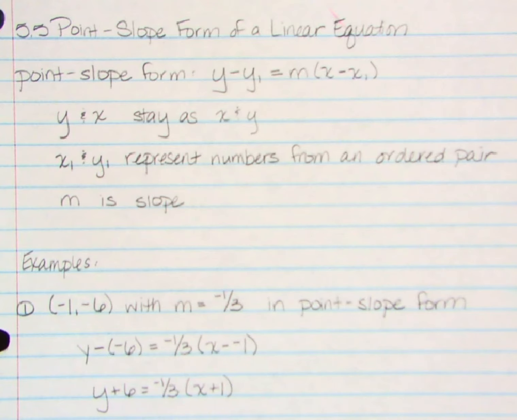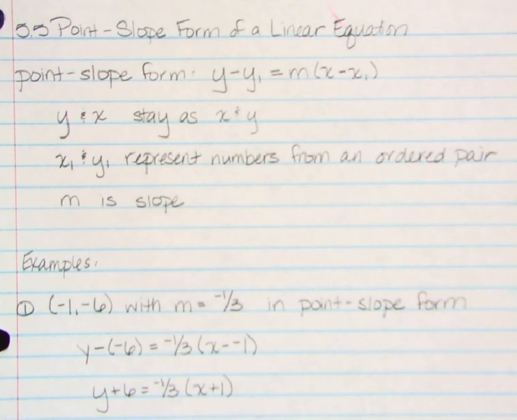All right, today's video is on lesson 5.5, point slope form of a linear equation. So far we've studied slope-intercept form, which is y equals mx plus b. And now we're looking at a different way to write the same line, another equation for the same line. So this isn't really anything different other than it's just another representation for a line.